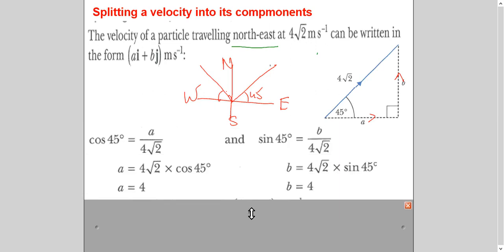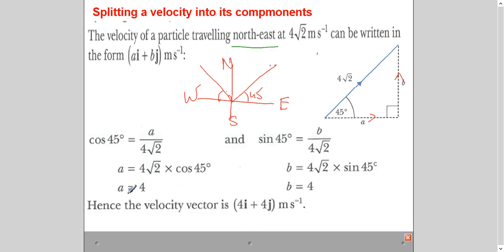Let me do it anyway. So cos 45 is a over this, you know, cos is adjacent over hypotenuse and sine is opposite over hypotenuse. So you will apply the ratios of sine and cos, you will simplify it and you will get the value of a and b. This is extremely important. It will be asked in terms of bearing, in terms of northwest, or by giving some angle. We will see all these in the examples.